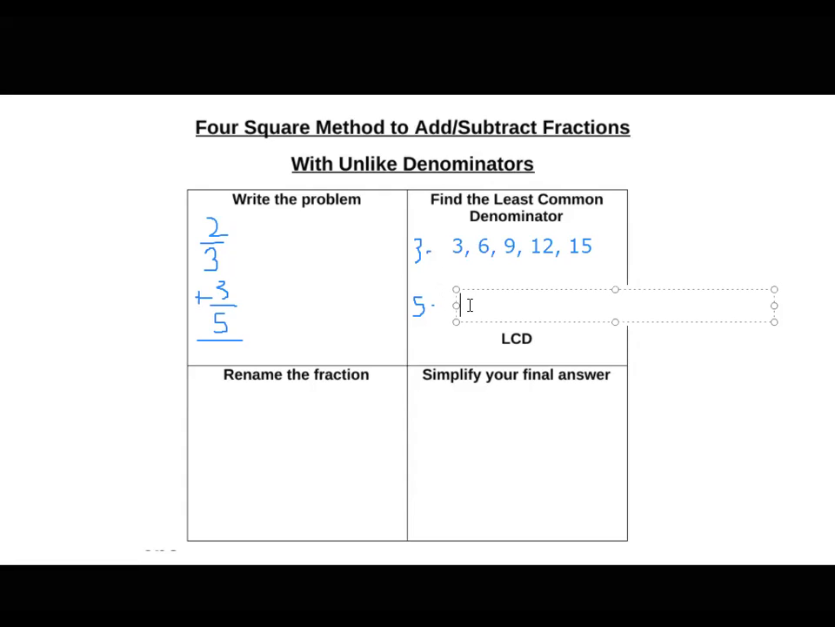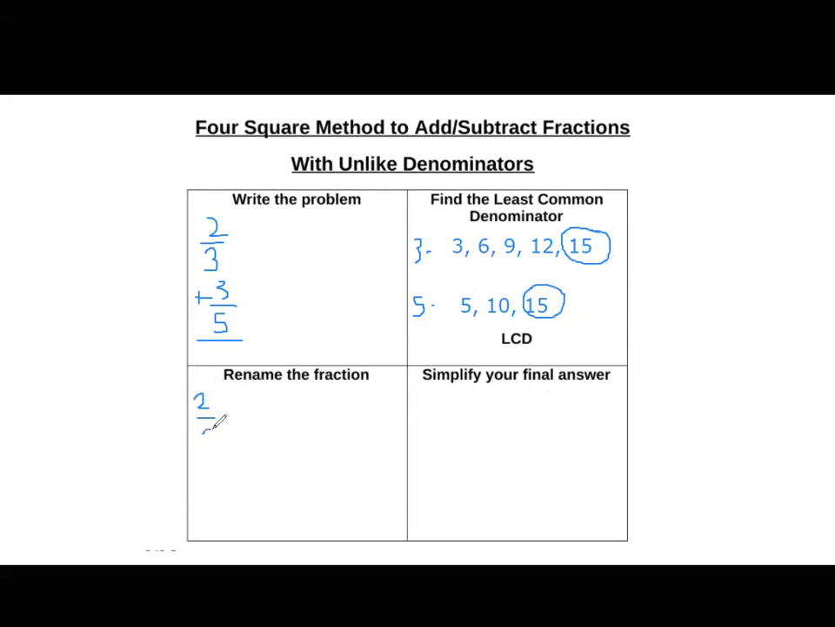So multiples of 5: 5, 10, 15. We're going to go ahead and stop there because if we take a look, we see that they both have 15 in common. That lets us know that our common denominator is going to be 15. So our next step is to rename the fraction. When we rename the fraction, we are just making equivalent fractions.